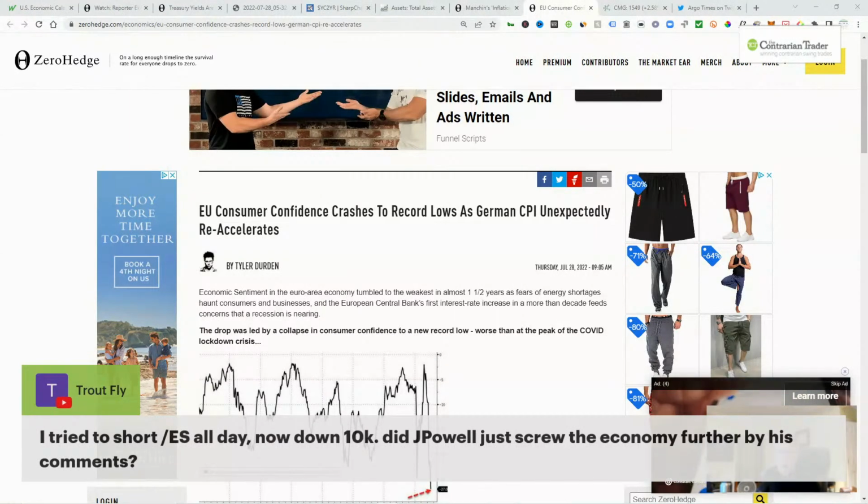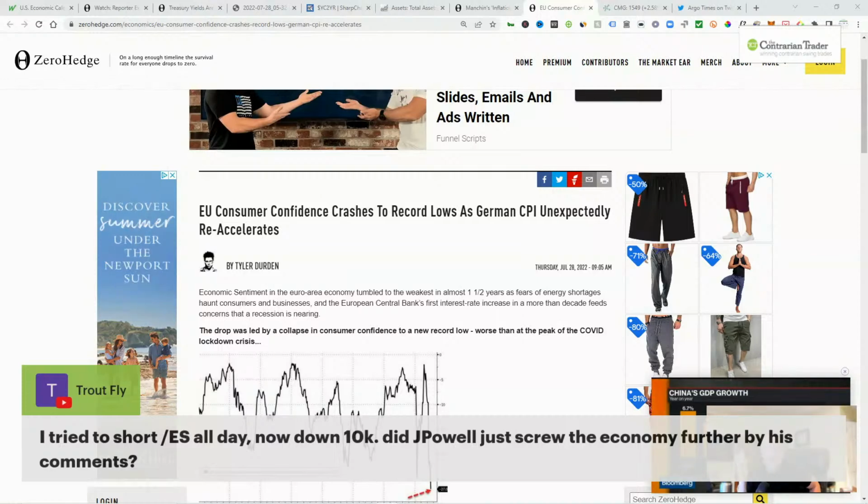I tried to short ES, that's the ES futures, folks, if you're not familiar, all day. Now down 10K. Yeah, Truffle, I try not to short this market right now. Be careful. You have a lot of people that have FOMO. You have shorts that have been very, very profitable in this market. They're booking profits now.